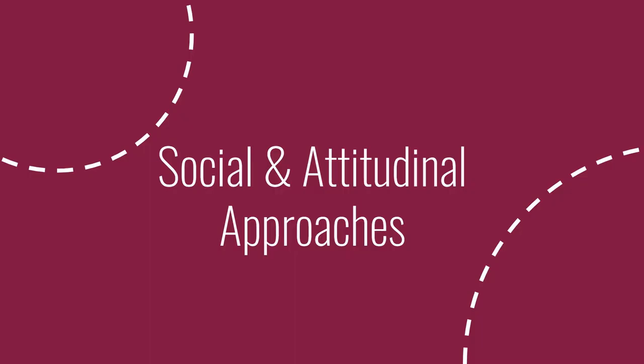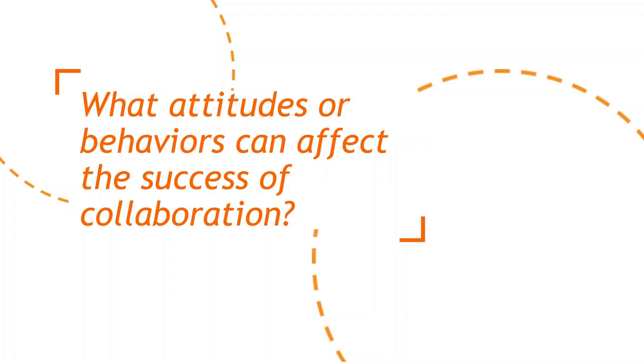Next, we'll talk about some social and attitudinal approaches that support effective collaboration, because as we all know, a bad attitude can ruin a whole project, or an individual who has selfish goals in a project can sort of derail it and make the whole experience less enjoyable and less effective. So what attitudes and behaviors can affect the success of collaboration?